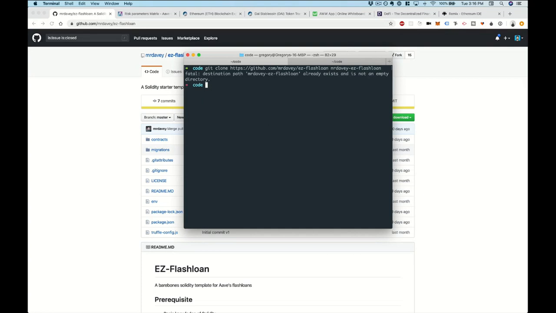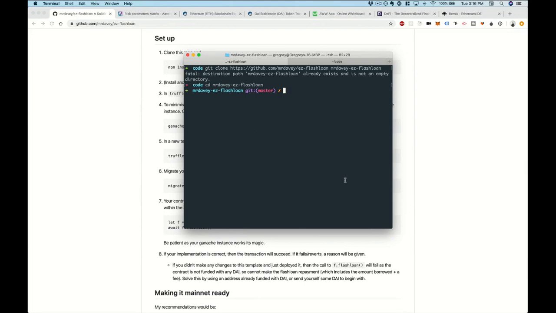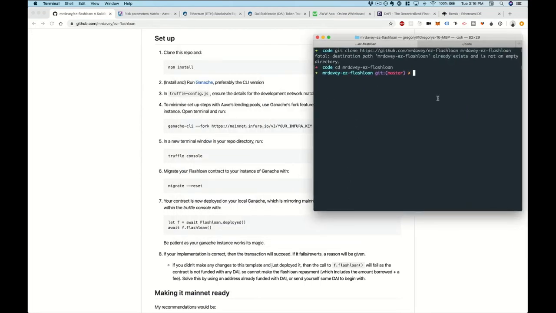I'm going to enter into it right now like this. Say cd Mr. Davey Easy Flash Loan. And then inside of here, you want to install your node modules. So I'm just going to follow the instructions here: npm install. I've already done this, but that's what you want to do.